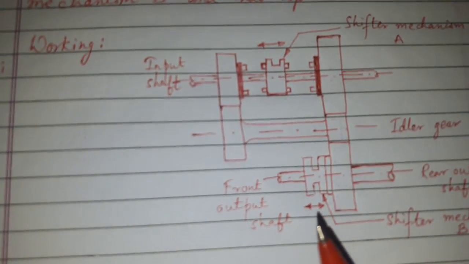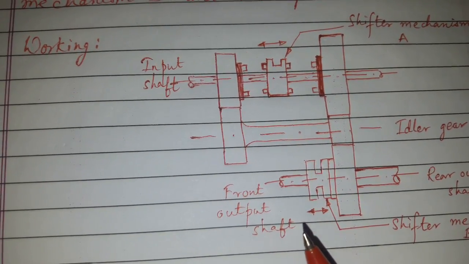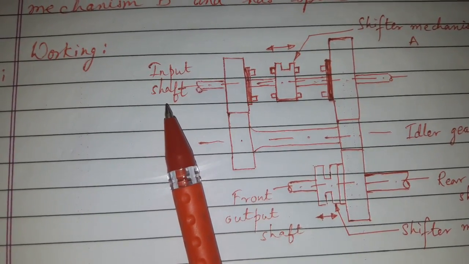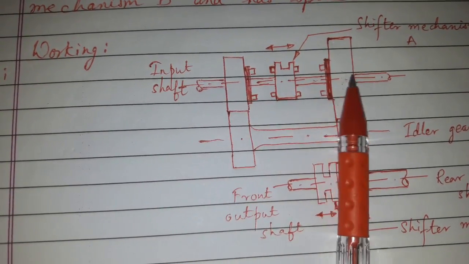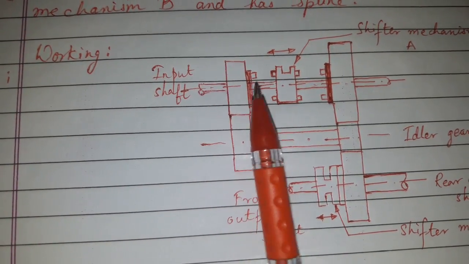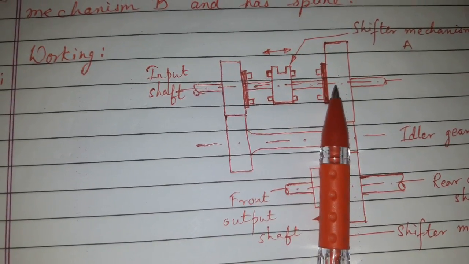This diagram shows the arrangement or the construction of transfer case. The input shaft is connected to the gearbox. The input shaft gears are free to rotate on the shaft. Each gear is provided with boss and axial teeth.